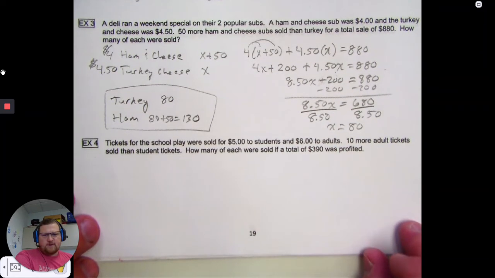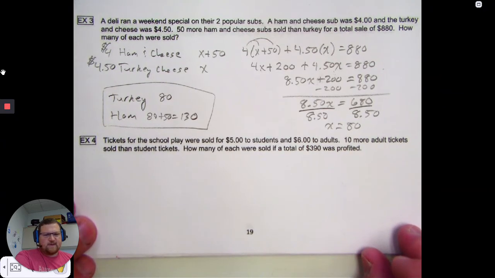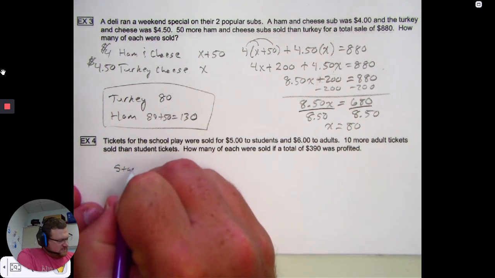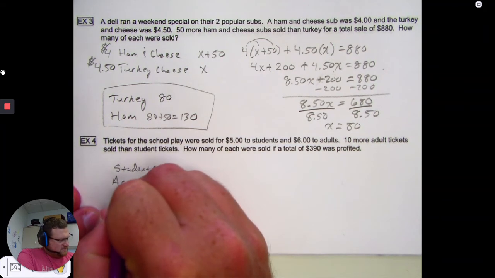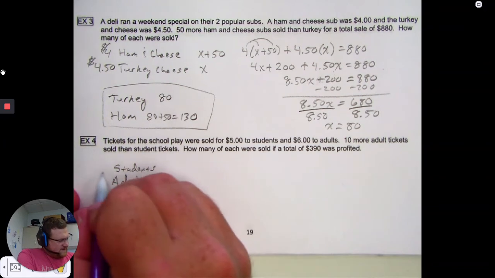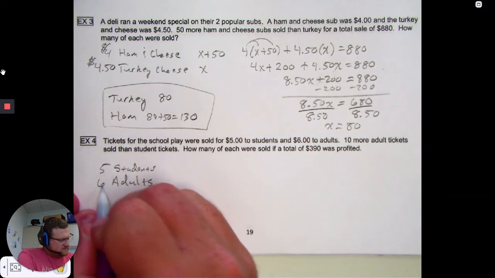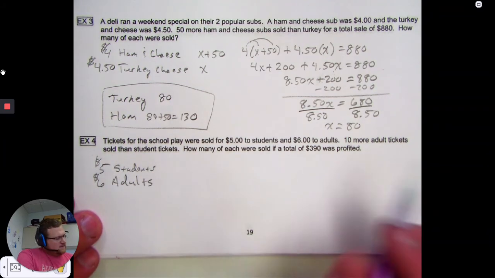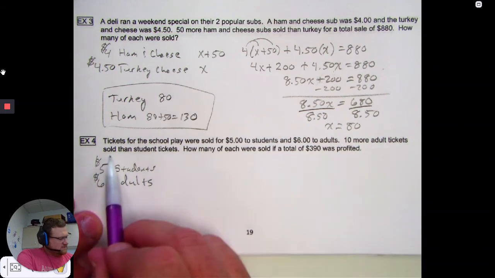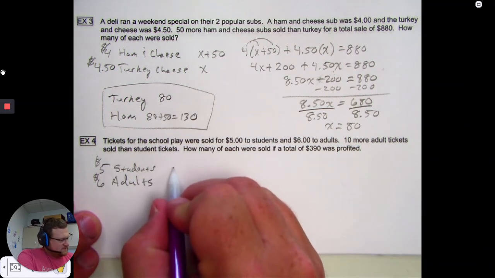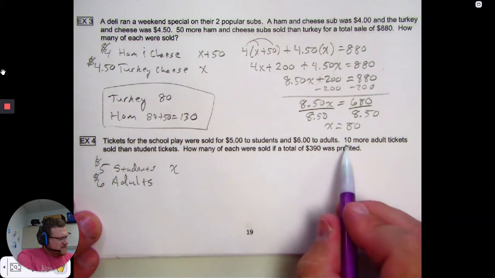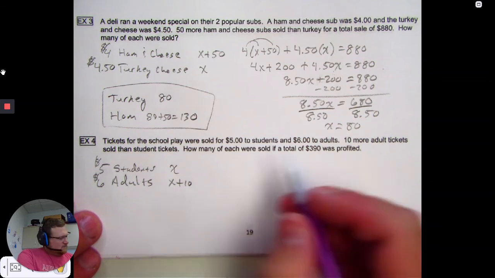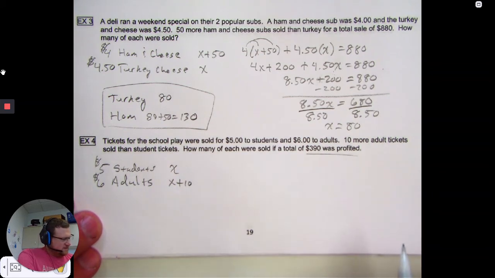Okay, for number 4, it says tickets for the school play were sold for $5 to students and $6 for adults. So we have student tickets and we have adult tickets. $5 for the students, $6 for the adult tickets. Then it tells us that 10 more adult tickets were sold than student tickets. So my student tickets are x and my adults are 10 more. So x plus 10. And we're told that the total was $390.